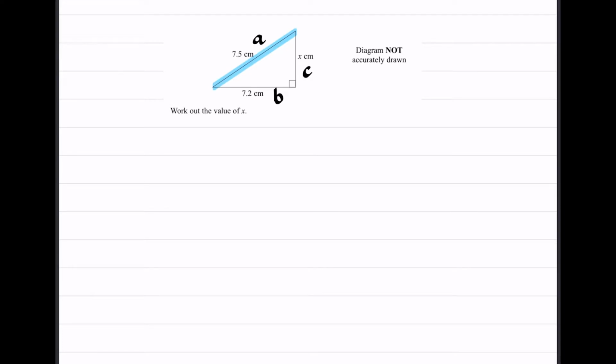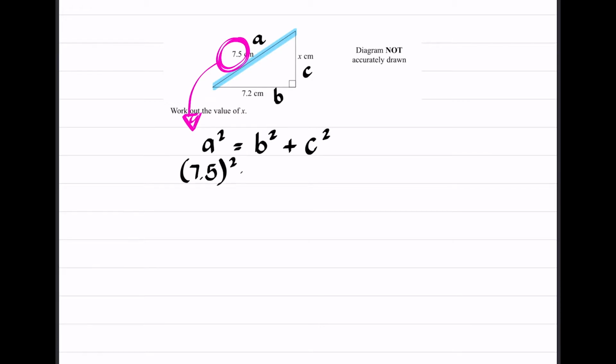So the square on the hypotenuse is equal to the sum of the squares on the other two sides. So A squared is equal to the other two sides, B squared plus C squared. However, now I have a value for A, or the hypotenuse, that is 7.5, so I'm just going to substitute it in the correct place. So in this case, it's in place of the A, so I have 7.5 squared equal to B's value, which is 7.2 squared, plus C's value, which is x squared.